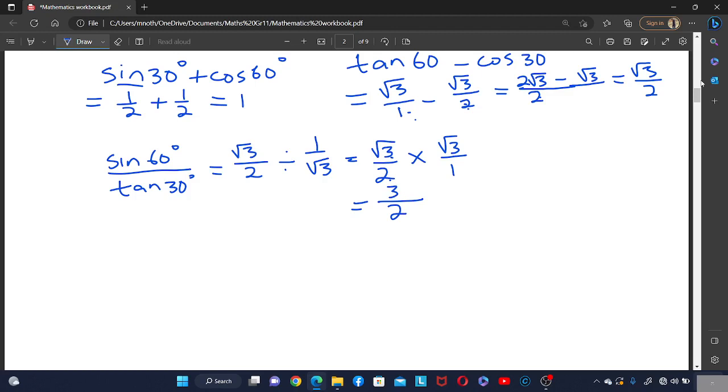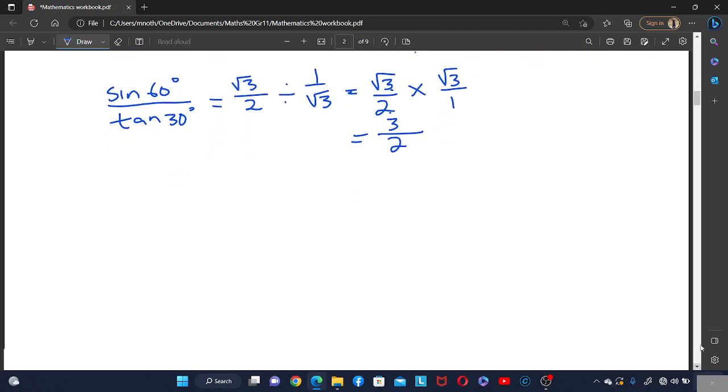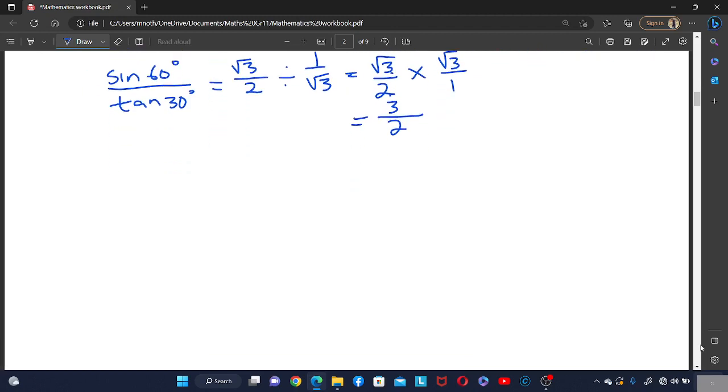Okay, let's just do one more. No, we're done. One more. Sine 45 degrees times cos 45 degrees, all over tan 60 degrees times tan 30 degrees. Right? Is equal to. So sine 45.